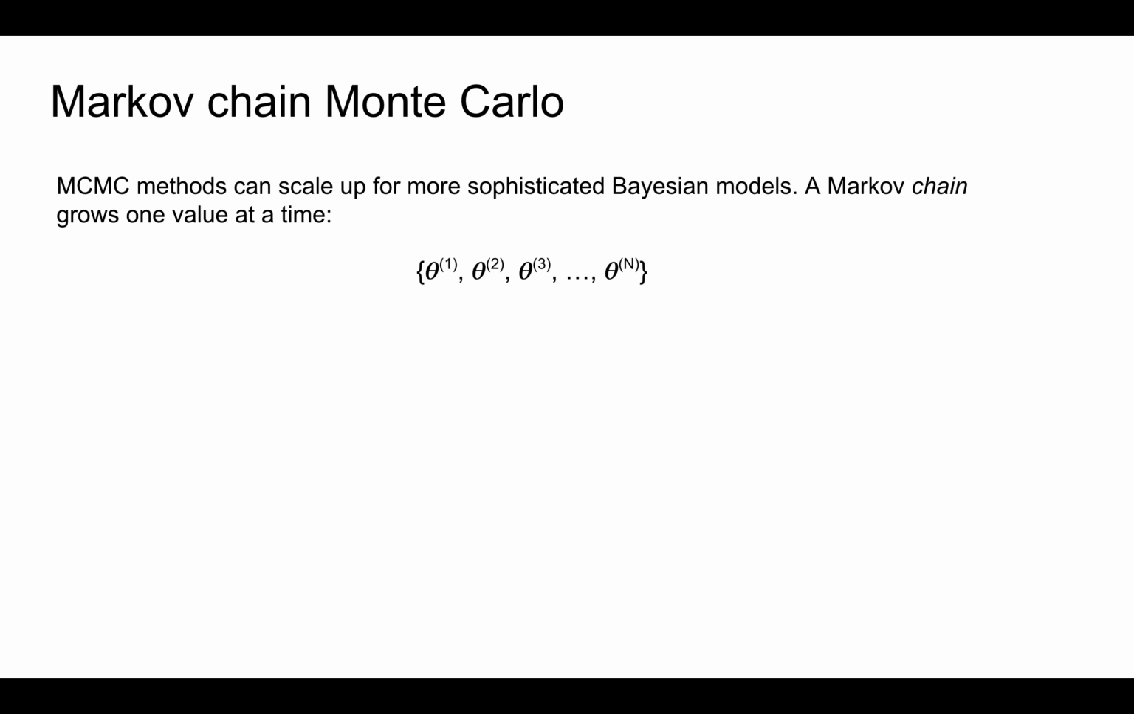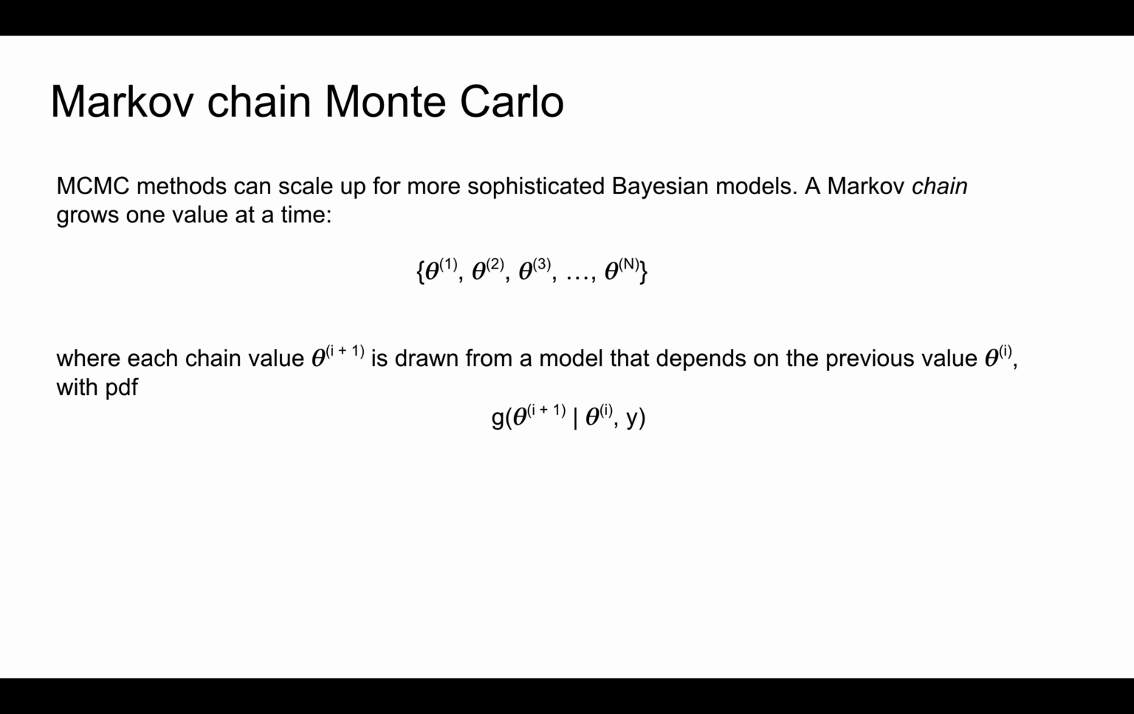Each value in the chain here is drawn from a model that depends upon the previous value. For example, theta i plus 1 is drawn from a model with PDF g that depends upon data y and the previous chain value theta i. This evokes the chain terminology. Each chain value depends upon the previous value in the chain, which depends upon the previous value, and so on.